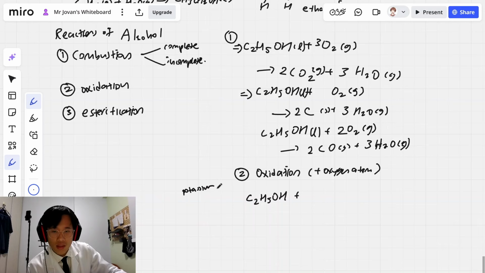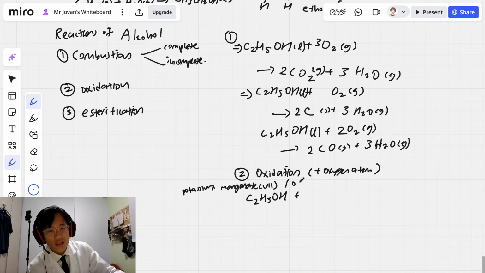One of my favorite oxidizing agents is potassium manganate(VII). I think you have all heard this many times. So this is an oxidizing agent. There are many other oxidizing agents; basically it just has to be an oxidizing agent, but I'm just going to put my favorite one here. This is the main one, the oxidizing agent.